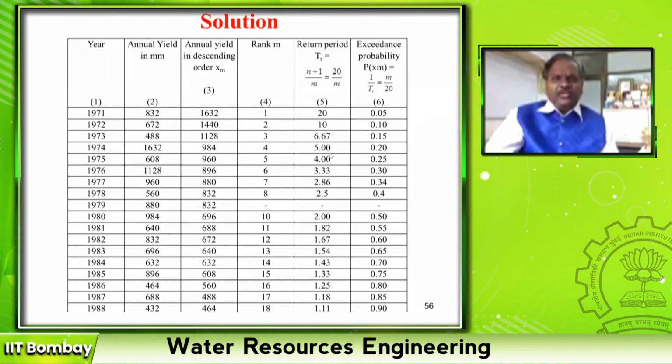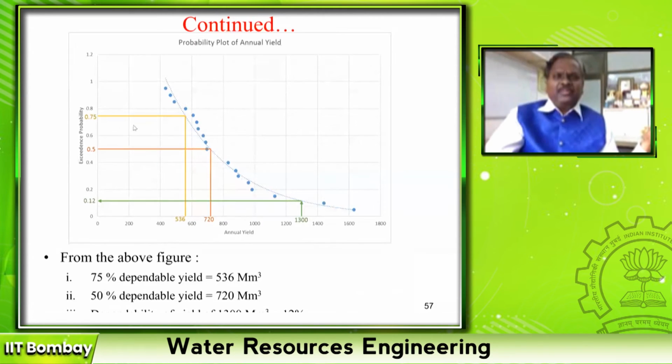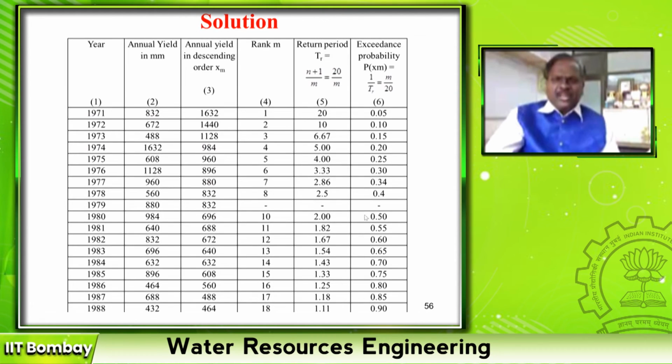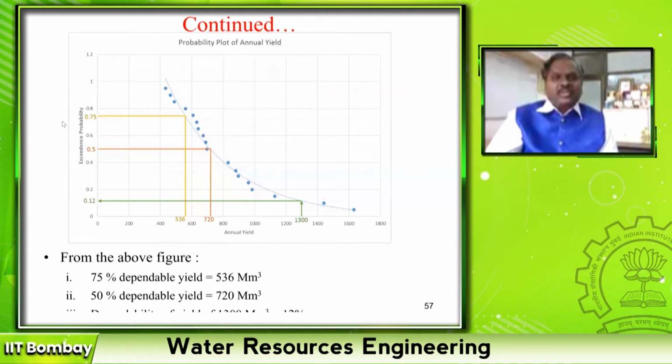Okay. Now, what to do with this? How can I find 75% dependability? The exceedance probability is nothing but the dependable yield. So you can draw a graph between the annual yield on the x-axis and exceedance probability on the y-axis. For 75%, if it is 30 years of data, exactly 0.75 may not be there. Then we have to linearly interpolate between the two values. Then you can find out the 75% dependable yield.